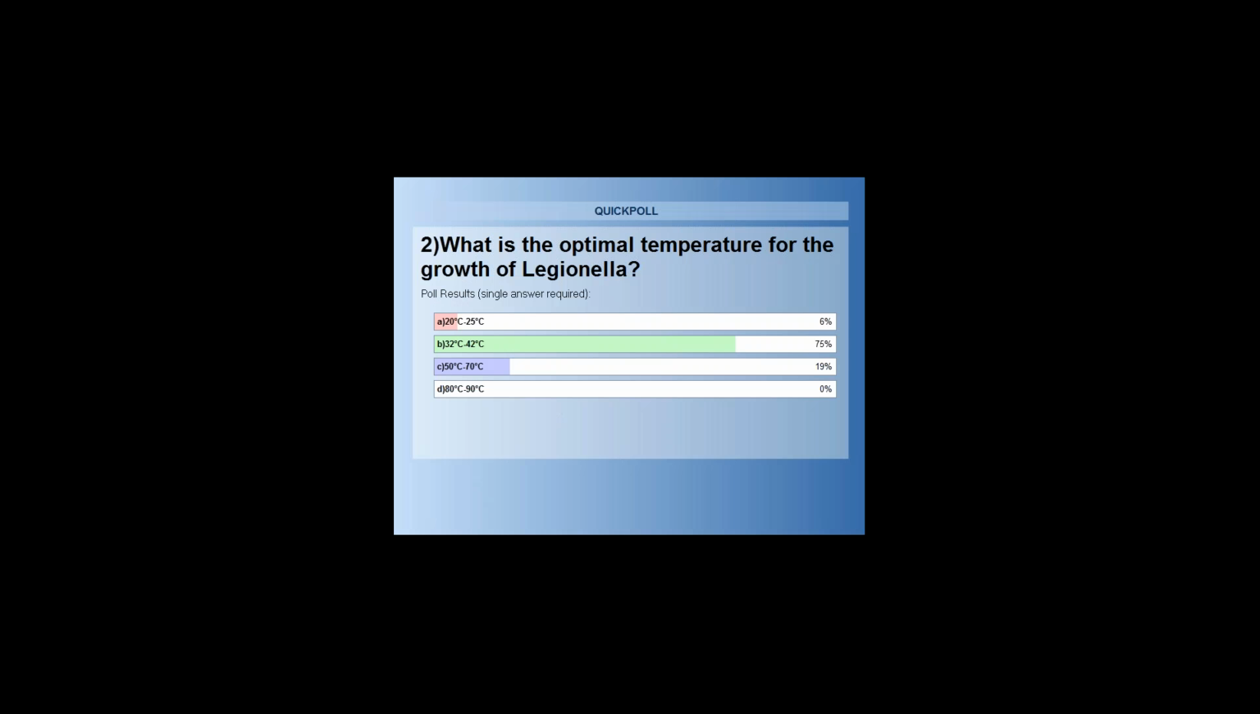The answer was B, 32 to 42 degrees Celsius is the optimal temperature of growth for Legionella. A lot of water sources, especially in building systems, are around that temperature, which is why it is so important to pay attention to Legionella.